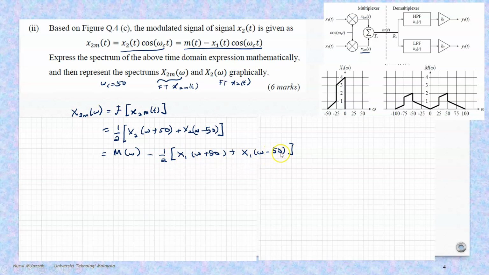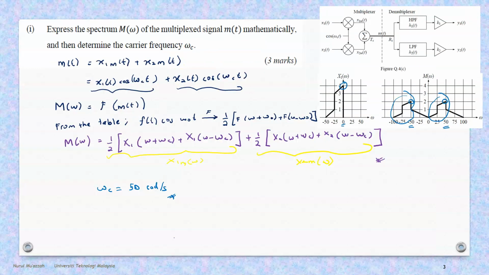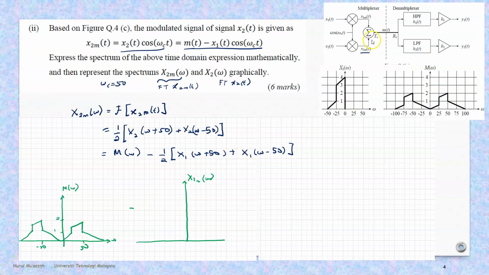So remember, 50 is the Fourier frequency which we have answered before. Omega c is equal to 50. Now we want to represent the spectrums X2M omega and also X2 omega graphically. We want to find the spectrum X2M omega, so we have to work backwards. We have to make use of the information that we have here, the information of X1 omega and M omega.